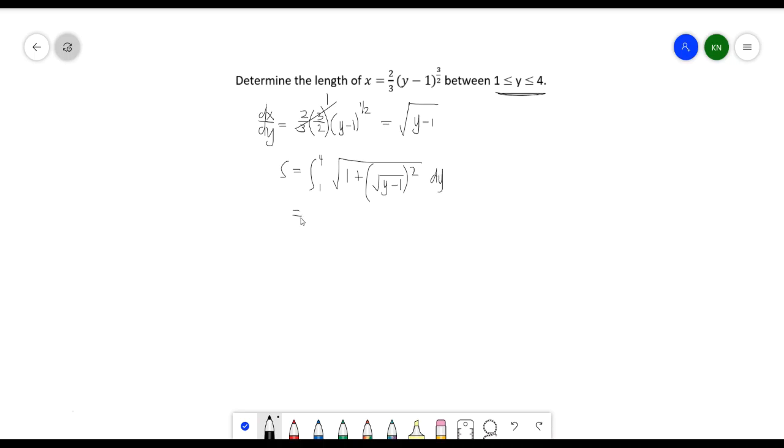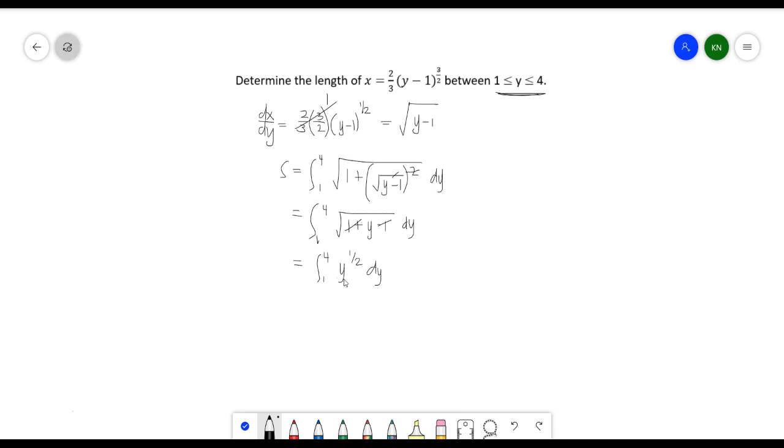So afterwards, we know that the square of a square root is also equivalent to 1. So meaning to say, we can just rewrite this one as 1 plus y minus 1, since we already canceled the square root and the square. Then afterwards, as you can see, 1 minus 1 is equivalent to 0, so you can cancel that one. So meaning to say that the integrand left is the square root of y, or y raised to 1/2 dy.